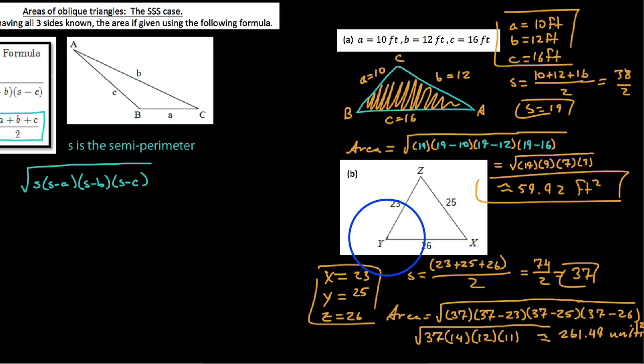Okay, so that's Heron's formula in a nutshell, and it's pretty neat because it allows us, with any triangle, as long as we know all three sides, to always be able to find how much two-dimensional space it occupies.